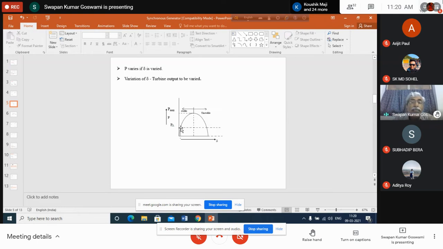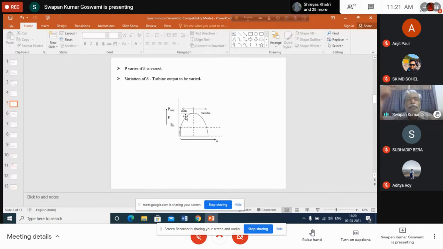As the generator speed increases, delta also will increase, because the angle between vector EF and vector VT is delta. Now the EF vector is rotating at a speed higher than synchronous, because the rotor is rotating at a speed which is above synchronous. Why?